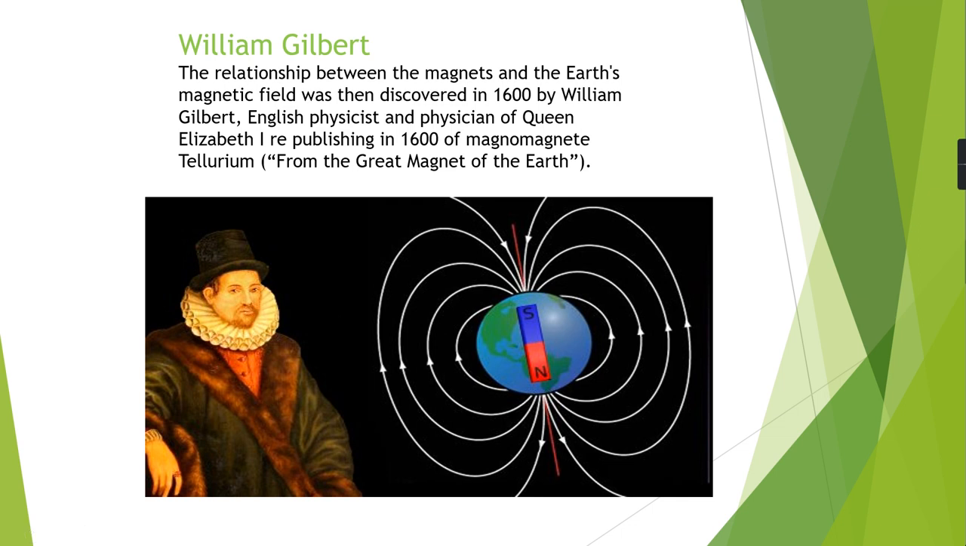William Gilbert. The relation between magnets and the Earth's magnetic field was discovered in 1600 by William Gilbert, an English physicist and physician to Elizabeth I, who published in 1600 De Magnete, about the magnet and the Earth as a magnet. He was William Gilbert.